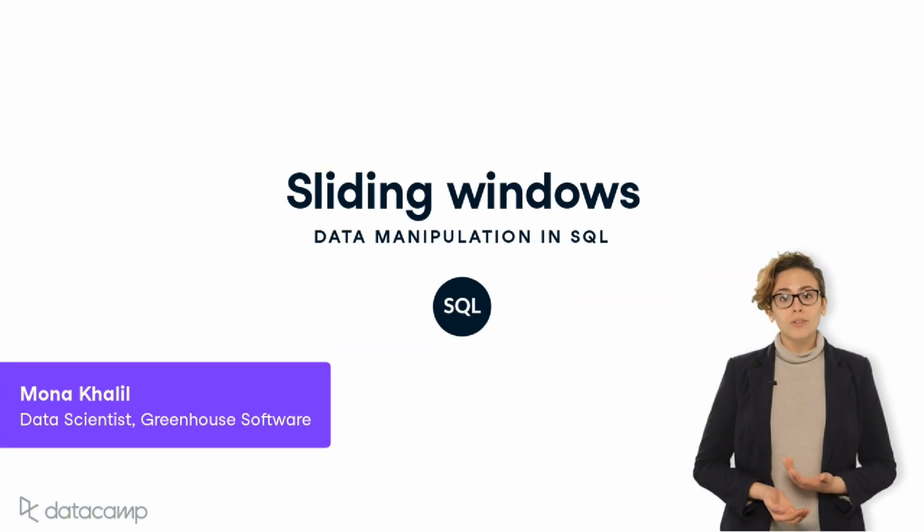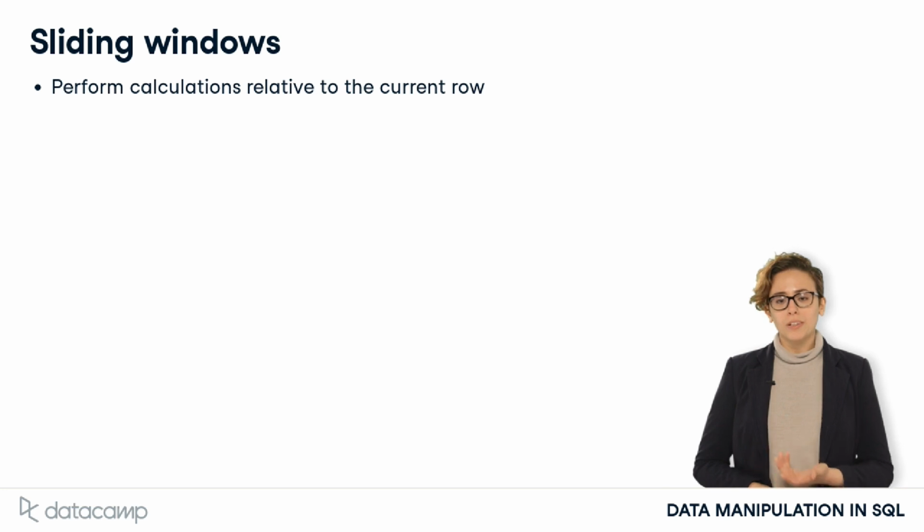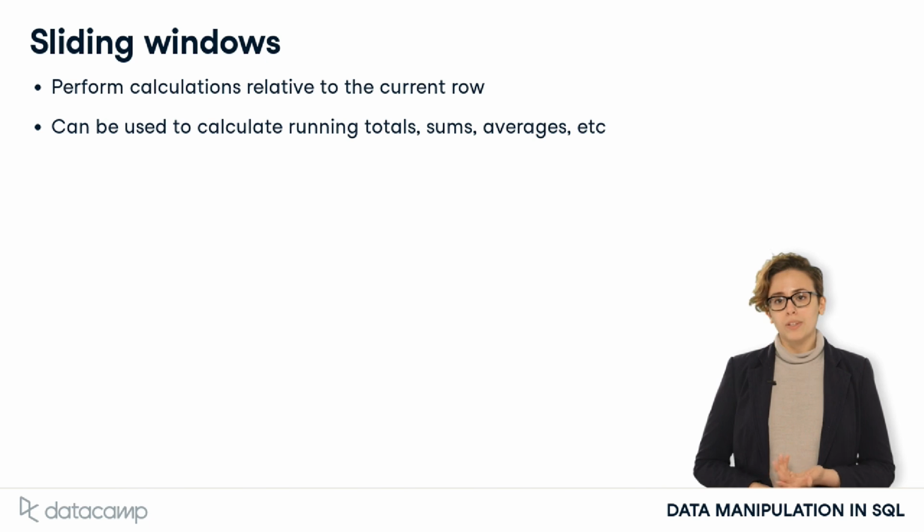Window functions can also be used to calculate information that changes with each subsequent row in a dataset. These types of window functions are called sliding windows. Sliding windows are functions that perform calculations relative to the current row of a dataset. You can use sliding windows to calculate a wide variety of information that aggregates one row at a time down your dataset. Running totals, sums, counts, and averages in any order you need.